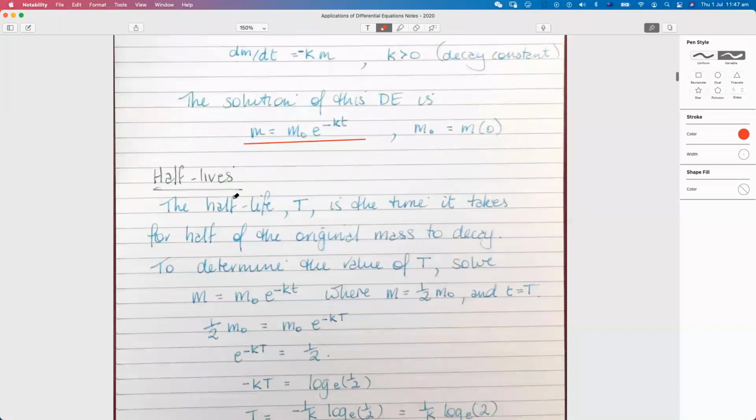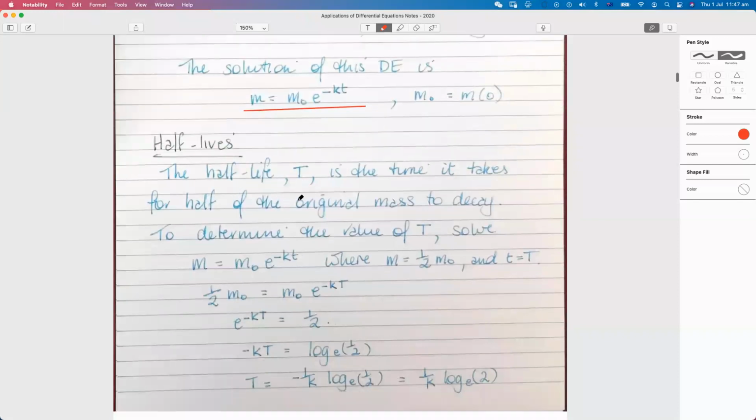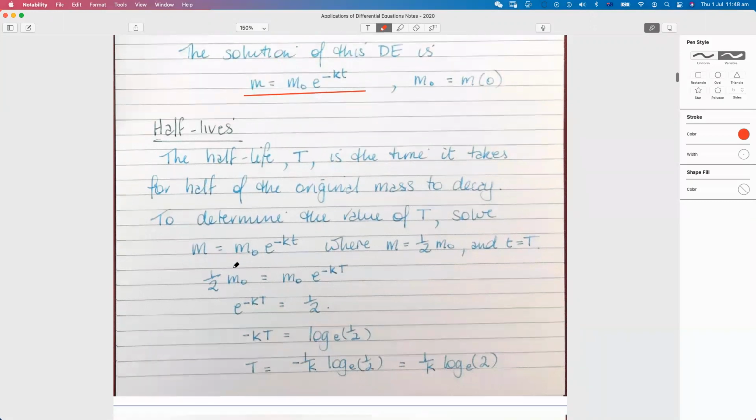And the half-life is a bit different from what you usually mean. What it usually means is the mass is half. So the half-life T is the time it takes for half of the original mass to decay. To determine the value of T, we're going to solve that formula we've got from here. In this case, your m is half of m naught, your initial mass, and t is equal to capital T, which means the t we're looking for.